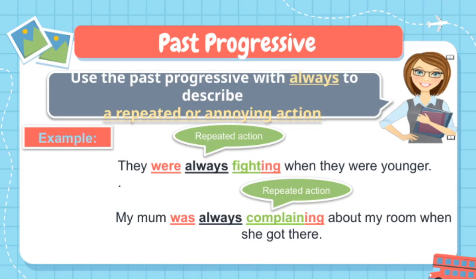Now, let's look at how we use the past progressive with always to describe repeated or annoying actions. For example, my mom was always complaining about my room when she got there. This shows that her complaints happened repeatedly and could be quite frustrating. Similarly, they were always fighting when they were younger, highlighting a pattern of constant conflict. The key point here is that we use the past progressive with always to emphasize these ongoing, often bothersome, repeated actions in the past. It helps paint a picture of situations that were happening regularly, often with a hint of annoyance or frustration. This is a useful way to express habitual past actions that were persistent over a period of time.